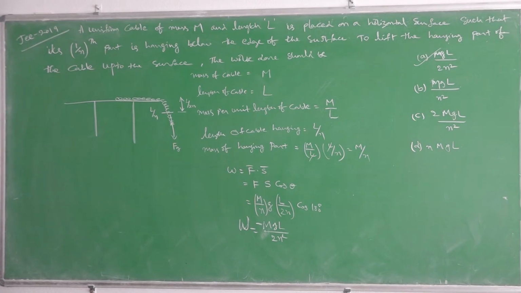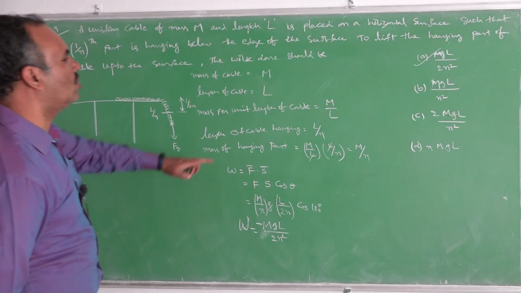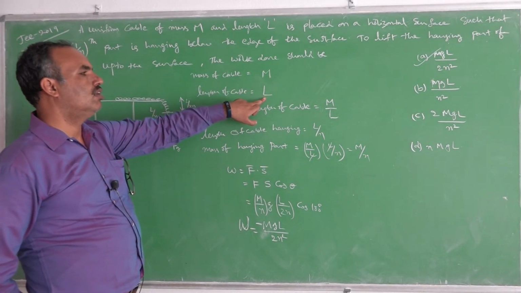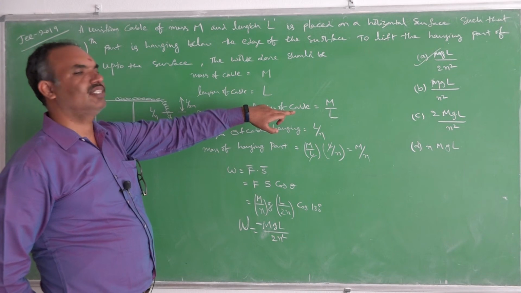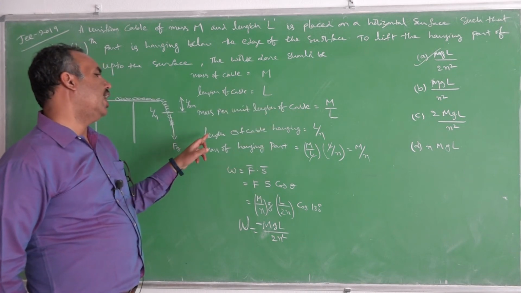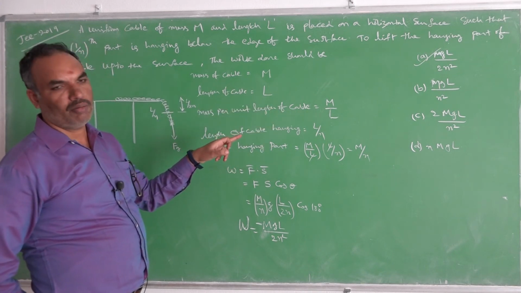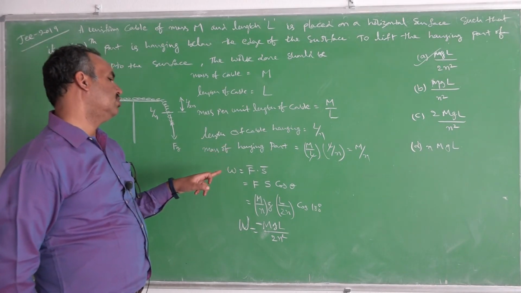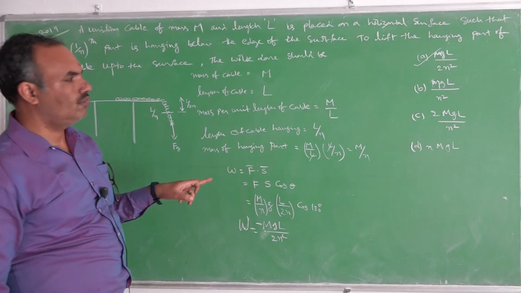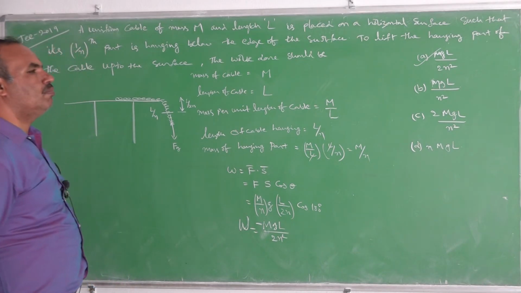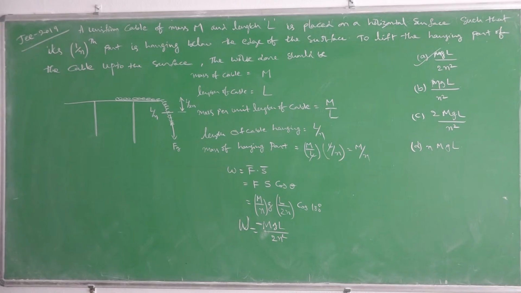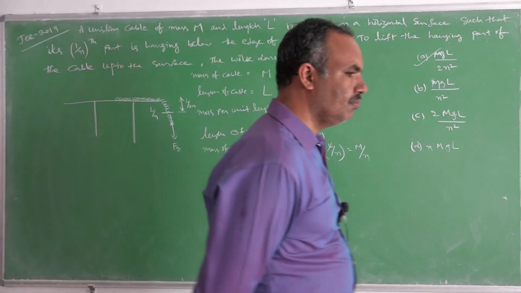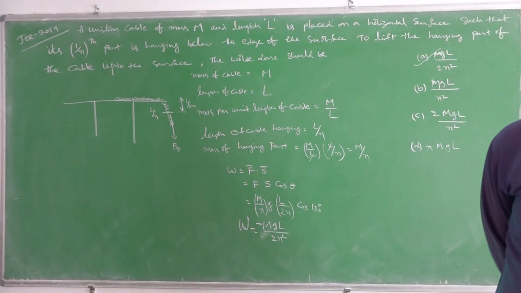I hope I am clear. I have taken the total mass of the chain as M, total length of the chain as L, mass per unit length of the chain as M by L, length of the hanging part L by N, mass of the hanging part M by N. Work done to lift this hanging part onto the table is given by this expression. This is the simple solution for the given question.